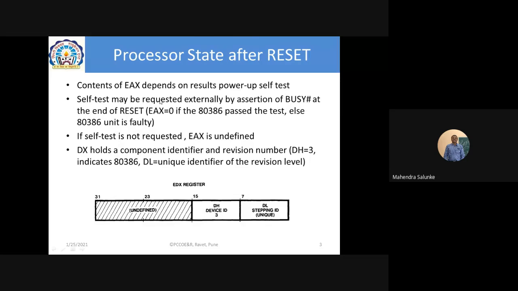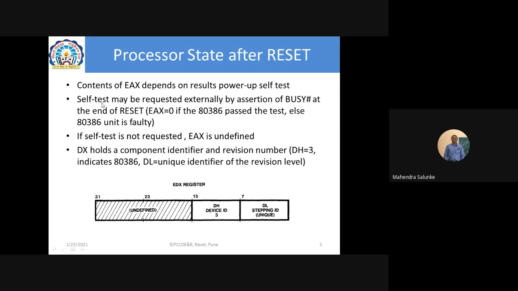By asserting BUSY bar at the end of reset. By the end of reset, if you make BUSY bar low, in that case we can initiate or request the self test, right? And as a result, it will give you a value in the EAX register. If EAX is 0, then it indicates that it has passed the test. Else, it indicates that the 80386 unit is faulty.